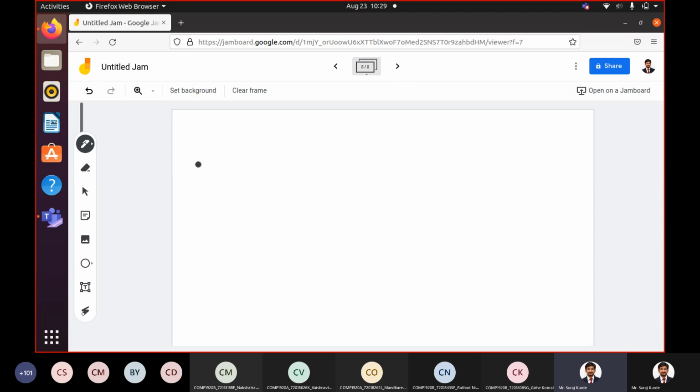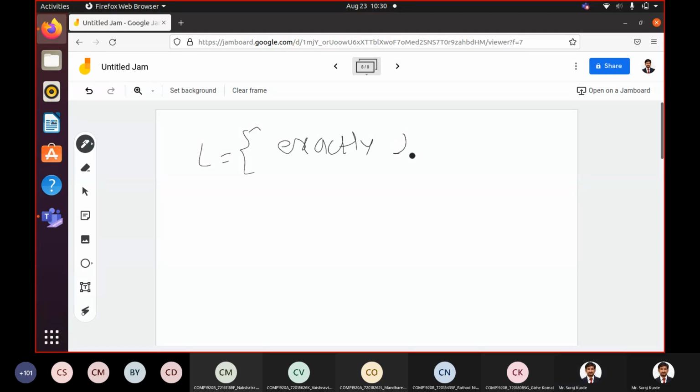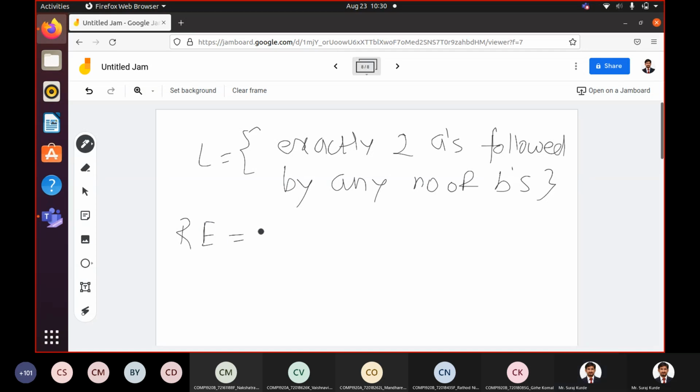Let's try to solve some more examples. Language L consists of exactly 2 A's followed by any number of B's. So tell me, what will be the regular expression? 2 A's followed by any number of B's: the number of A is 2, and B any number of times, so 0 or more times.